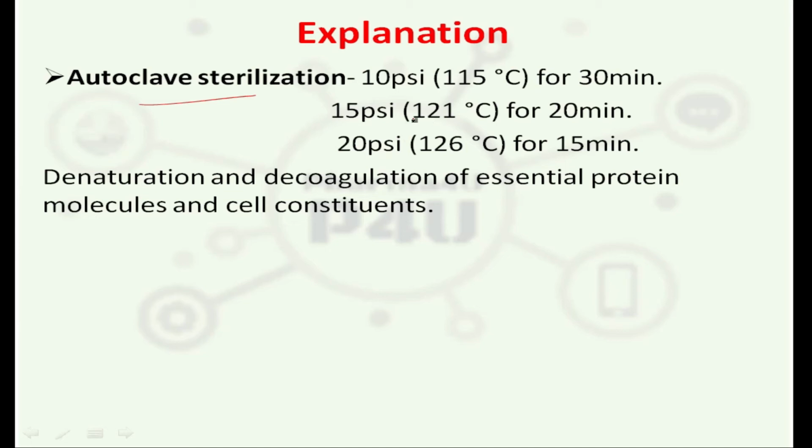What would be the pressure, what would be the temperature, and what would be the time? If we take 10 psi pressure and the temperature is 115 degrees Celsius, then the time is 30 minutes. If we increase the temperature, the pressure is 15 psi and the temperature is 121 degrees Celsius, and the time is 20 minutes. Now the pressure is changed, the temperature is also changed, and the time is also changed.